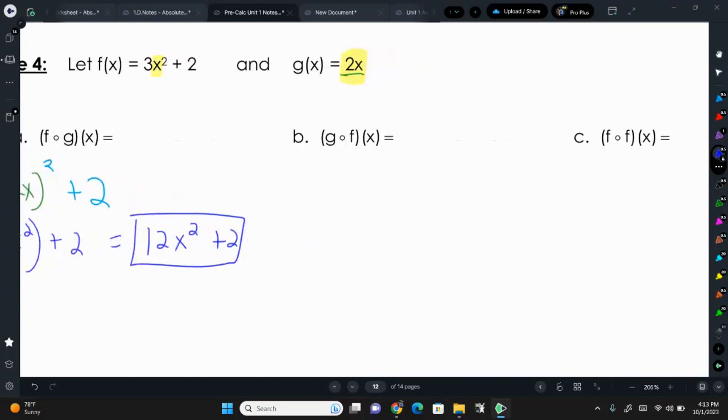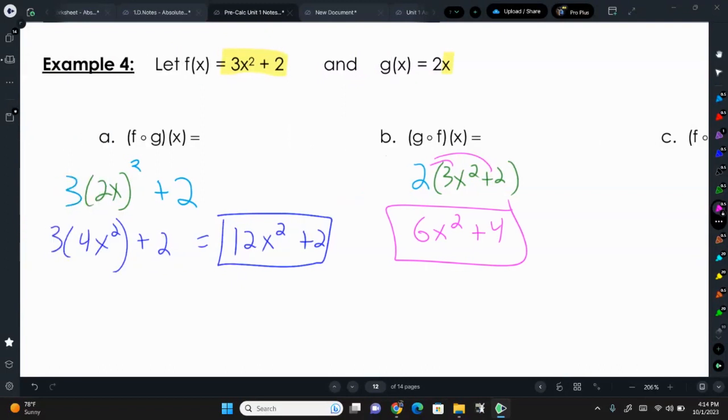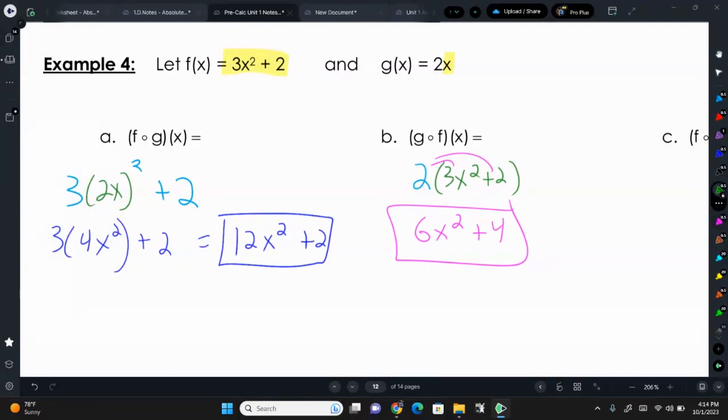g of f of x means I'm going to take my entire f function and replace the x in the g function with that. So instead of writing 2x, I'm going to write 2 times the entire f function. And then distribute, we get 6x squared plus 4. Notice that it's completely different than what we got in letter A, so the order does matter with what we're doing.